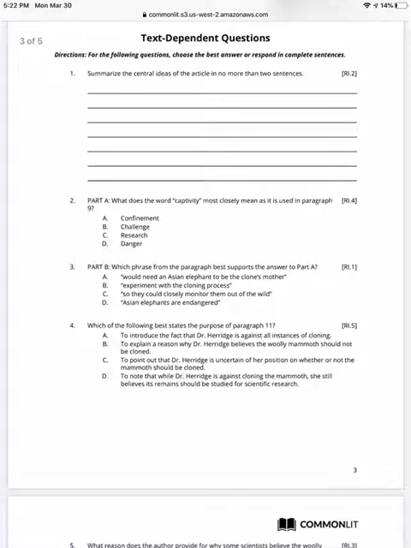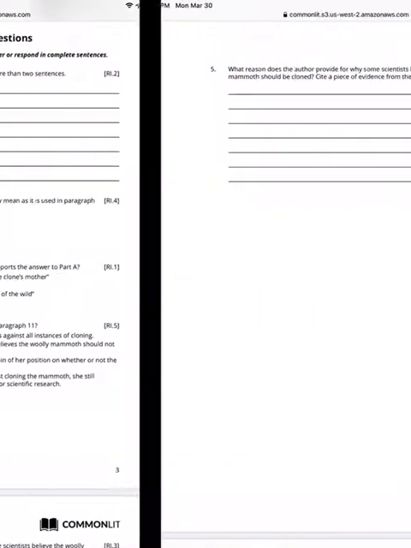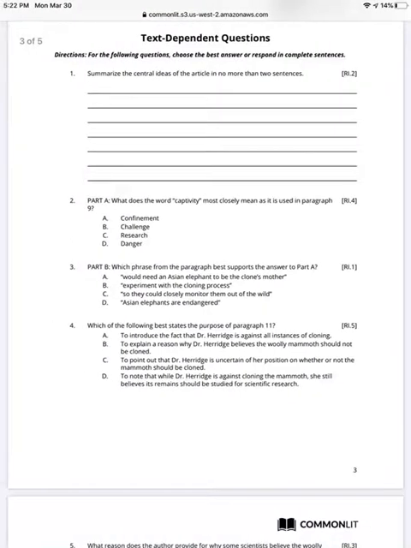Number 4, which of the following best states the purpose of paragraph 11? And again, that's something that we've talked about in the past. And then the last one, number 5, what reason does the author provide for why some scientists believe the woolly mammoth should be cloned? Cite a piece of evidence from the article. You know me, you know that I like to read the questions before I actually read the passage. I think that's a lot easier to do. So that's what we're going to work with here, and then we're going to go back in the passage and find our actual answers.